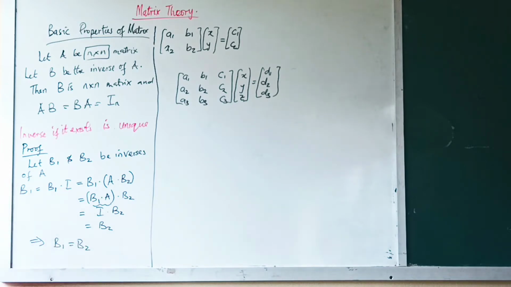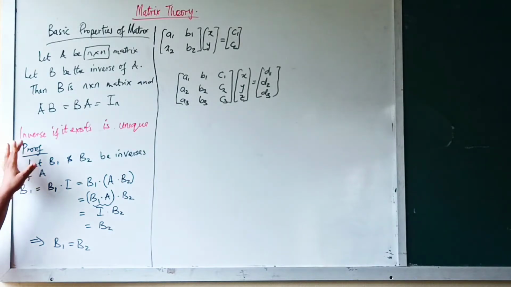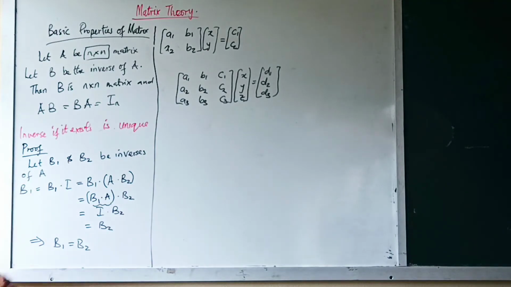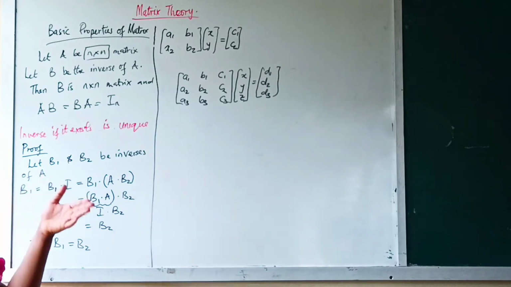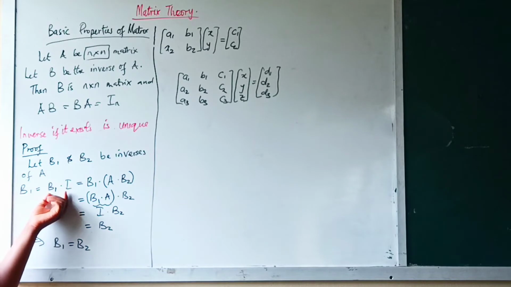Now, if you want to consider the way I taught you to prove, I said, what do you know? We know the definition of inverse, which we have above. Uniqueness means that if there are two matrices that are inverses of A, then they must be equal. So that's where we are going to. So what do I know? I know that B1 is equal to this.